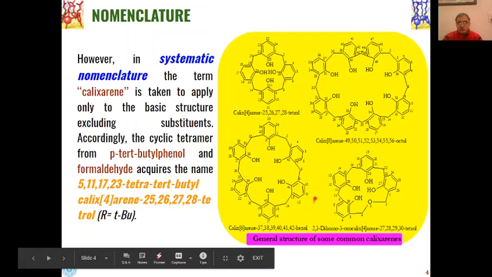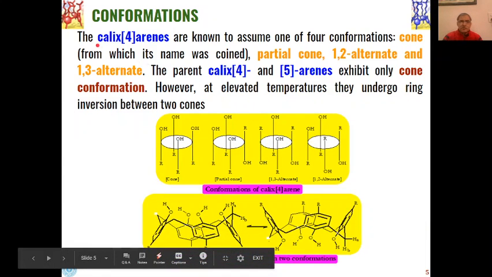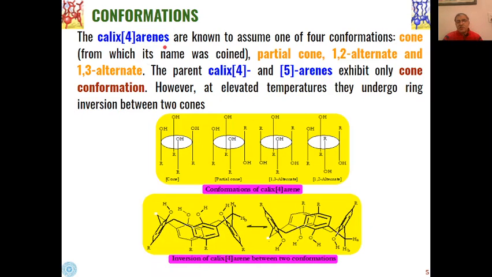Depending upon the numbers at which the hydroxyl groups are present, we will name them accordingly. Similarly, this is calix[6]arene, and this is again a calix[4]arene, a derivative from which they have been formed. Then there are the calix[4]arenes.